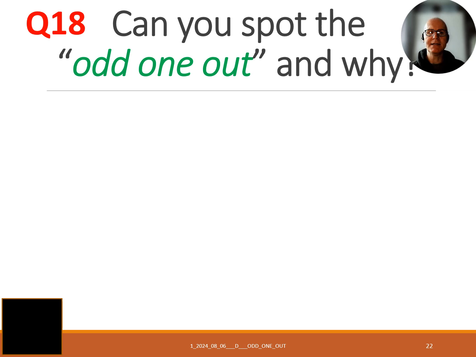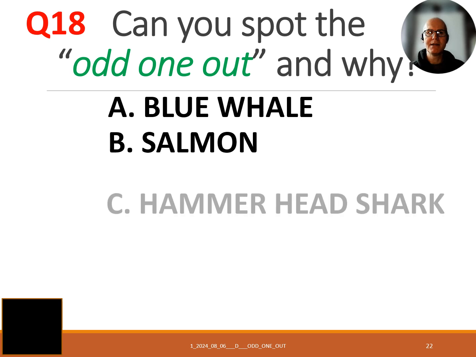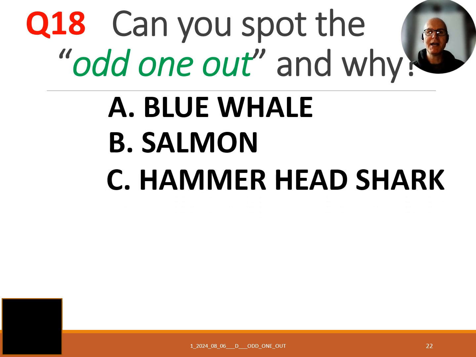Question 18. A. Blue whale. B. Salmon. C. Hammerhead shark. And D. Tuna. What's the odd one out from these four animals that live in the sea? And why?